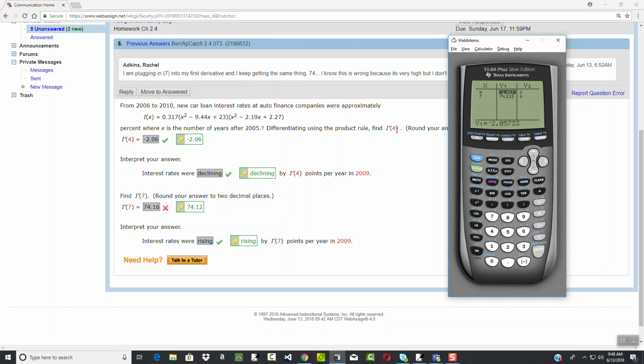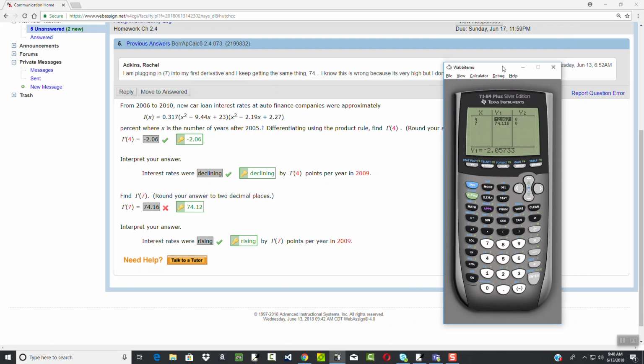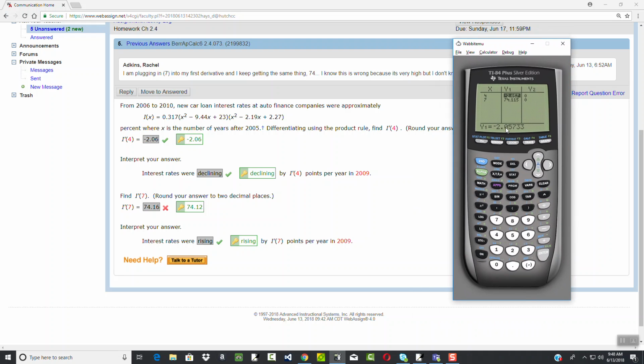But this particular problem says, what does it say? Round your answer to 2 decimal places. So this one here, since this is a 7, we round up, so that becomes a 6. So that's where the negative 2.06 comes from. For this one, to 2 decimal places, since this is 5 or greater, I round up, and that's a 2. So that's where we get 74.12.